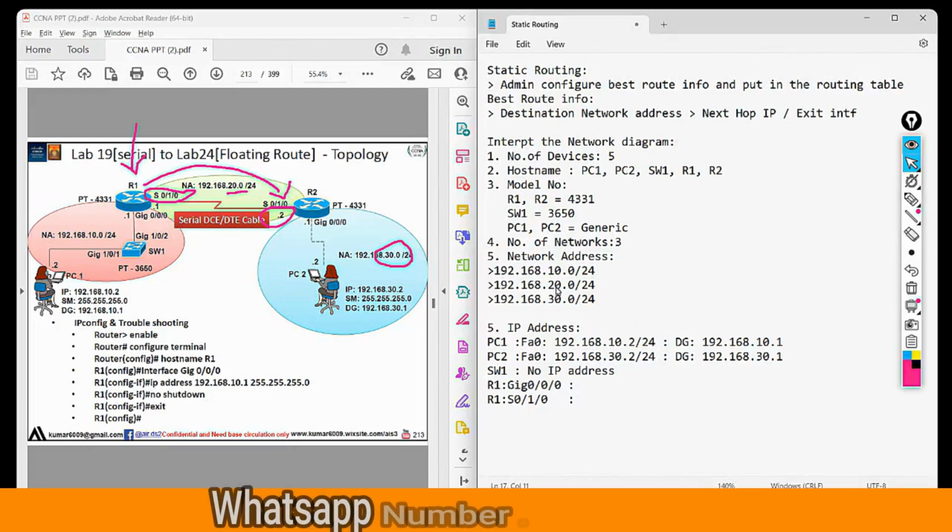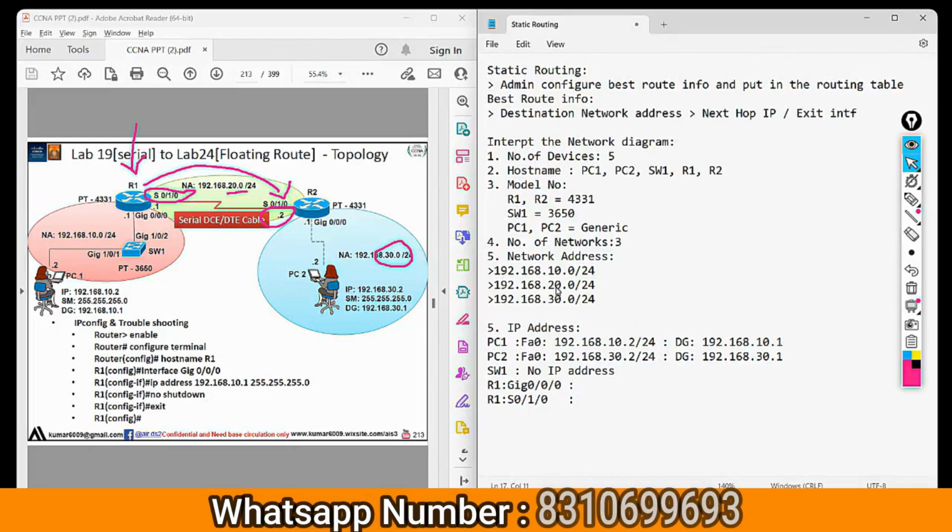Same here, PC1 wants to go to the 30.0 network. I'm in one area, 10, and I want to go to 30. I'm going via 20. Understood? This is the basic idea.